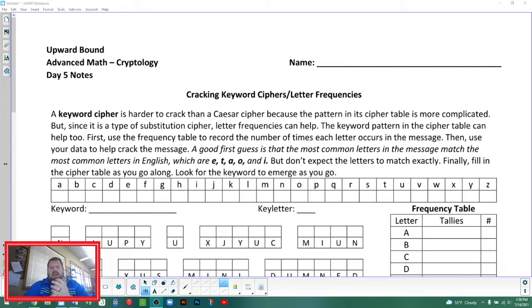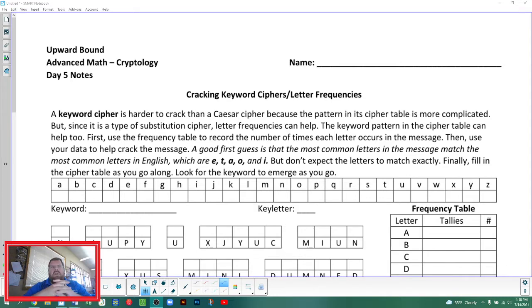Today we're going to look at a combination of two ideas that work really well together. They bounce off each other and work out really well to be taught together. So hopefully we can make our way through it and be okay. Today we're going to look first at trying to crack keyword ciphers.